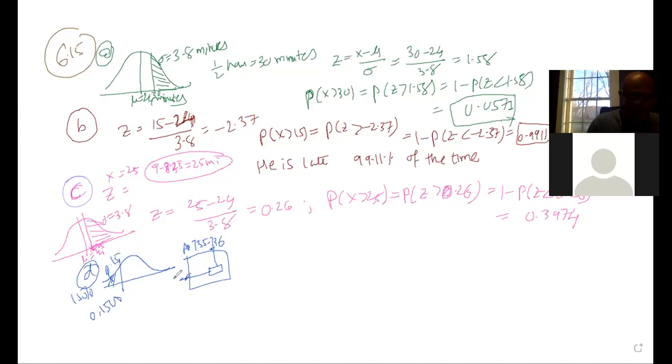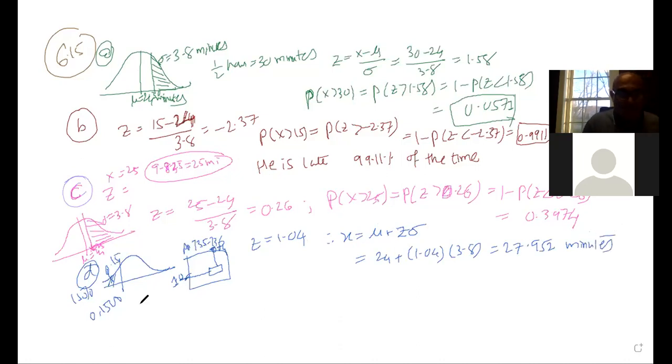And the Z value you're going to get here is 1.0, and here it is 0.4. So 1.04, so my Z is equal to 1.04, and therefore I can write X is equal to mu plus Z sigma. So mu is equal to 24, Z is equal to 1.04, and my sigma value is 3.8. If you use your calculator, you're going to get 27.952 minutes. Okay, that is D.